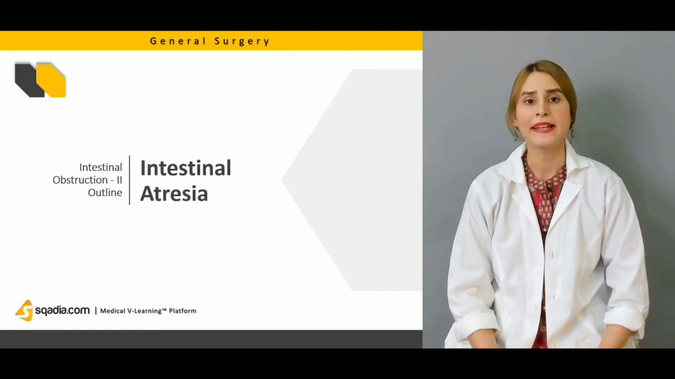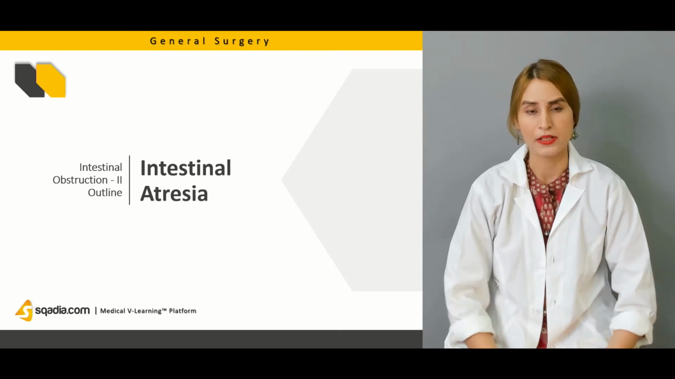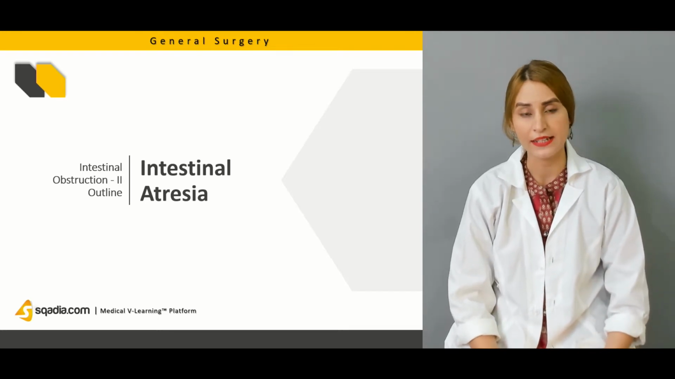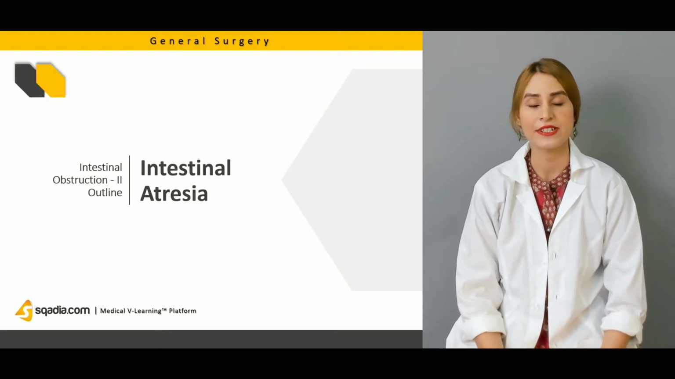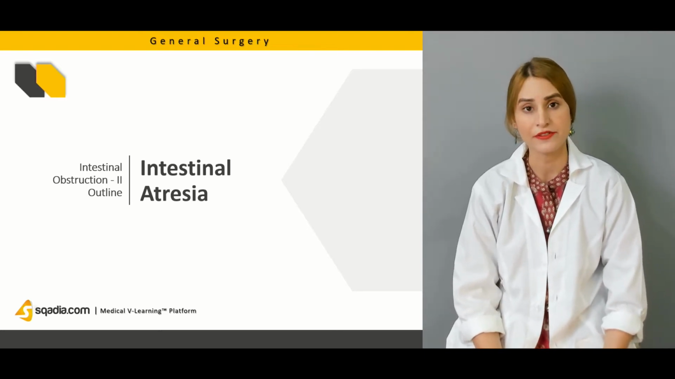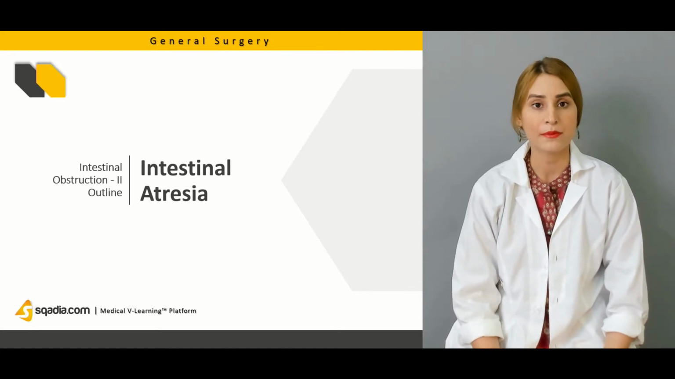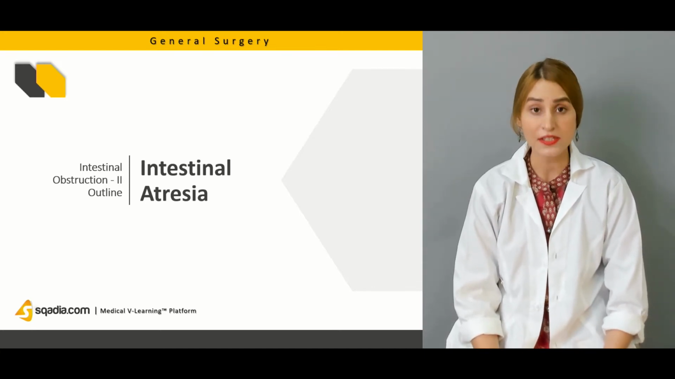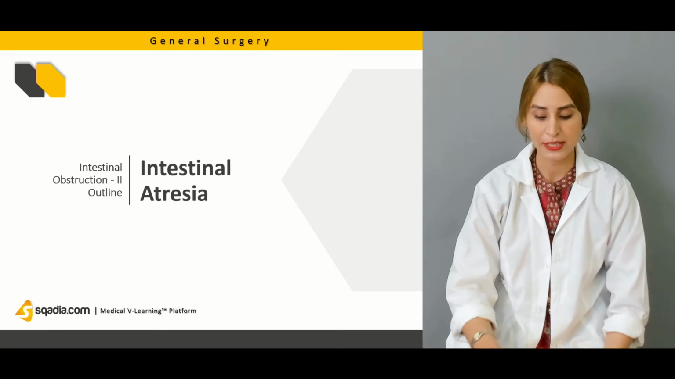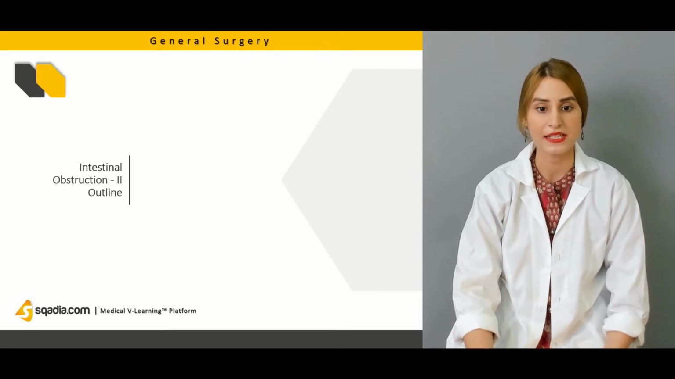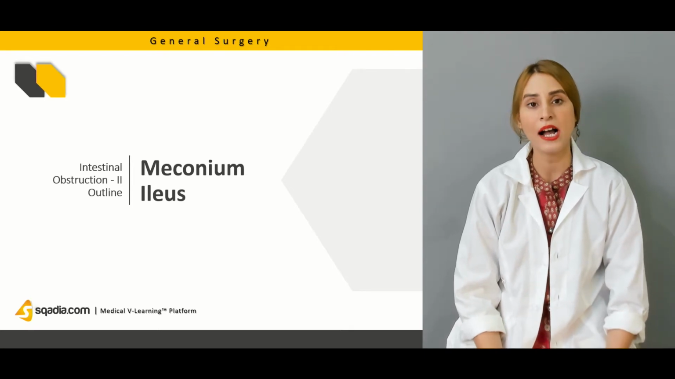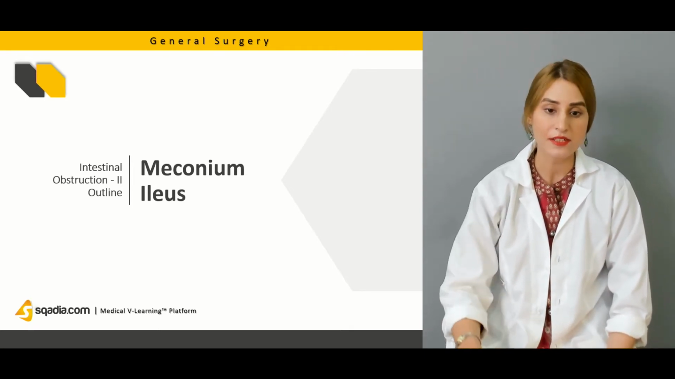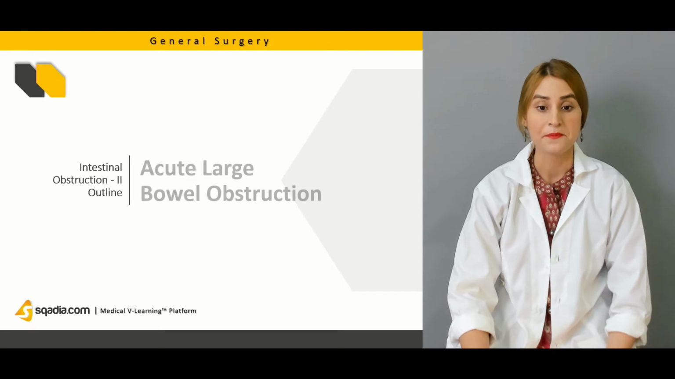Plus, in case of obstruction in neonates, particularly like the bilious vomiting in case of intestinal atresia, particularly duodenal atresia, you perform the duodenoduodenostomy. So we will be talking about the duodenoduodenostomy in case of intestinal atresia. And if a patient is presenting to you with a meconium ileus, you have to perform the ileostomy. We'll be talking about that as well.